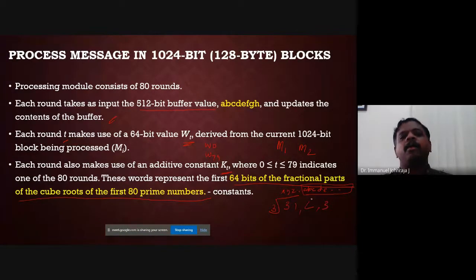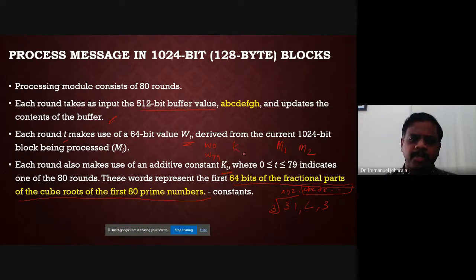All right, so the first 80 prime numbers are taken: 2, 3, 5, 7, and then 11, 13, 17, 19. Forgive me if I make a mistake, 23, and so on. So these values are taken and their cube root is calculated, and the first 64 bits in the fractional part are taken. That is your round constant. That is a fixed value called K.